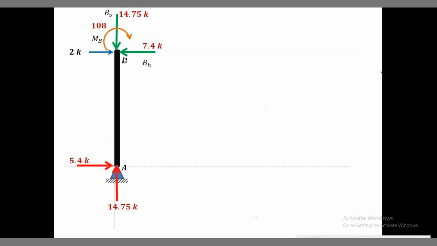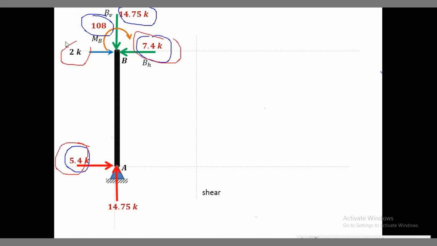Okay na! So, these are the values of my internal reaction, 7.4, 14.75, and 108. So, again, if I'm going to draw the shear diagram, ito yung mga i-consider ninyo. Ito'y na-encircle ti kulay red. So, this shear, again, pababa, 5.4. Tapos, walang load from A to B. So, diretso lang siya. Then, it will go back to 0.